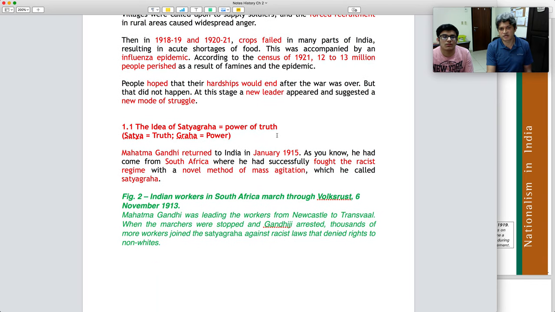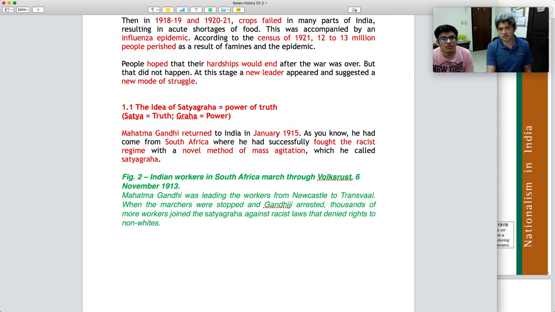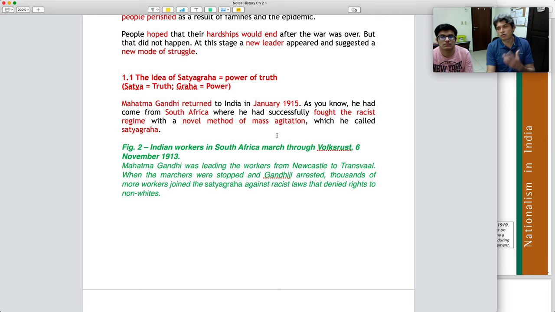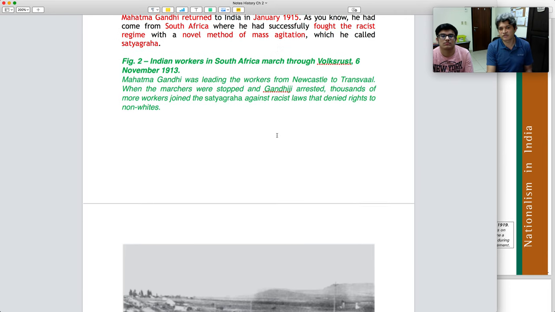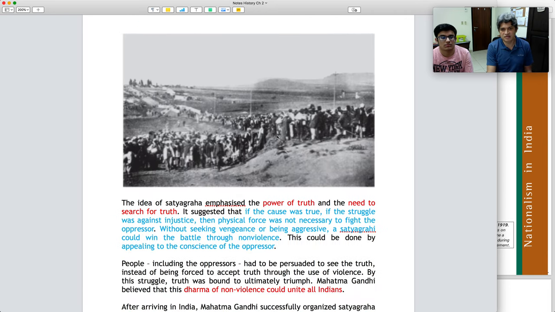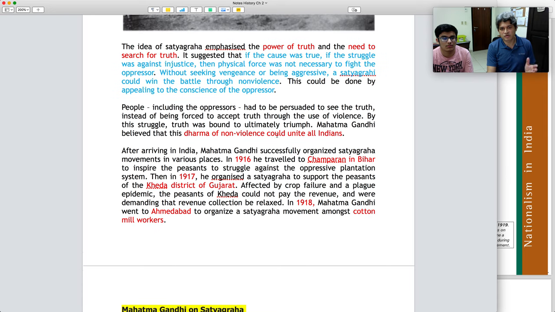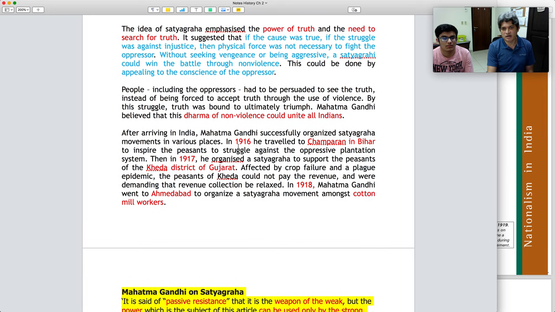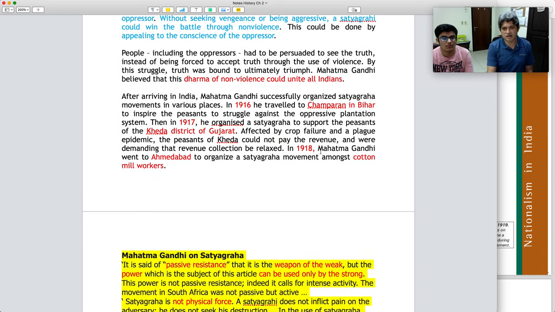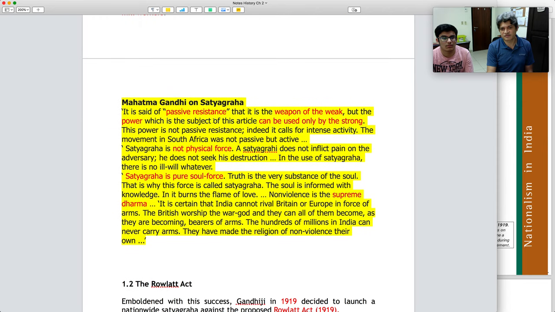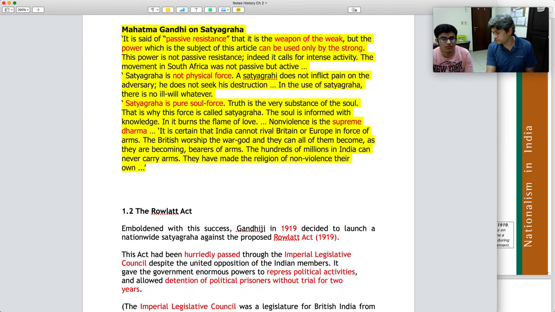So when it did not happen, then they said we have to struggle. And this struggle was led by Mahatma Gandhi, who said we are going to form a new mode of struggle, which is Satyagraha, truth, where you are being non-violent. He had a background of doing this in South Africa already, and so he tried to take this movement to different parts of India. In 1916, he went to Champaran. Then in 1917, he went to Kheda district in Gujarat. And in 1918, he went to the Ahmedabad cotton mills. And here he explains that it is passive resistance, which is the weapon of the weak.